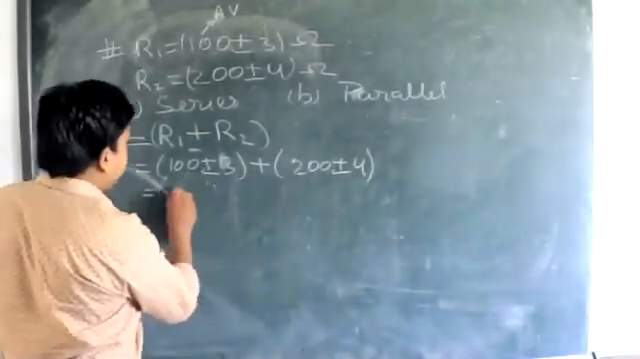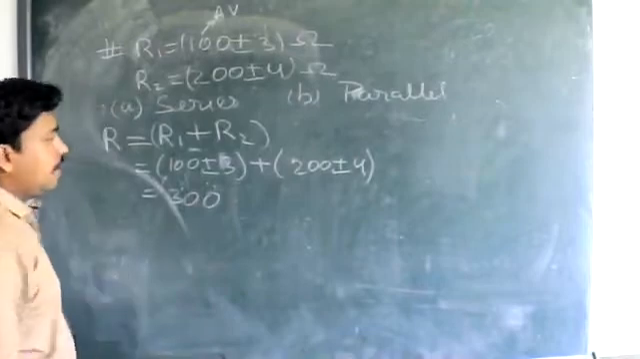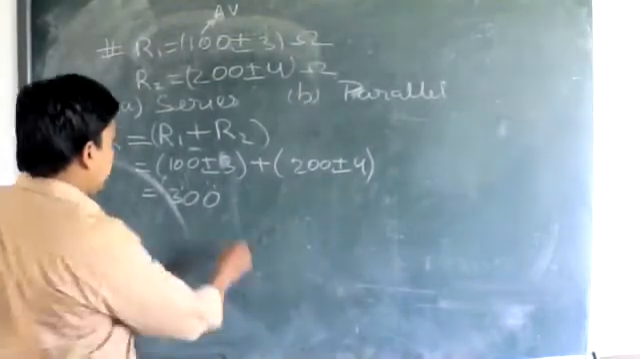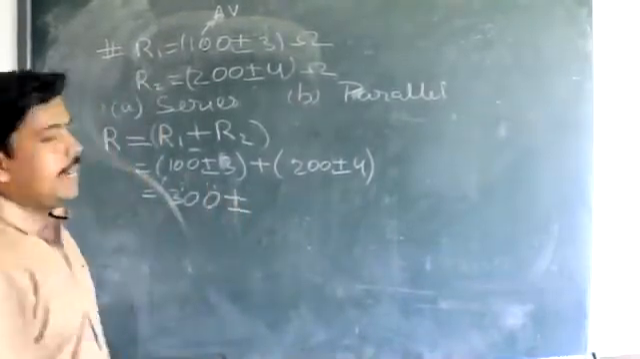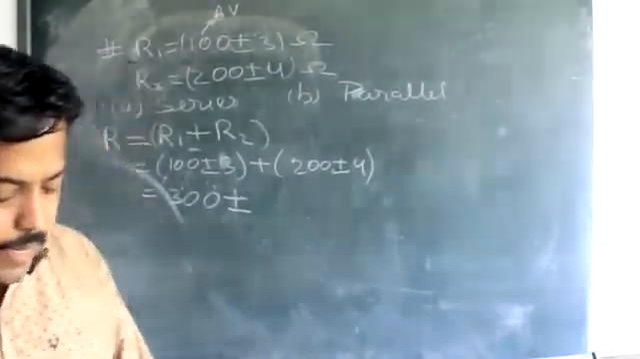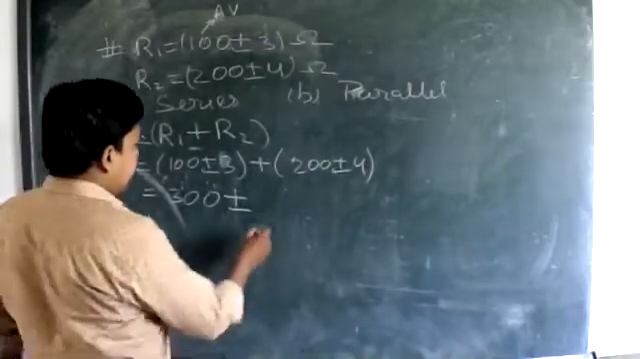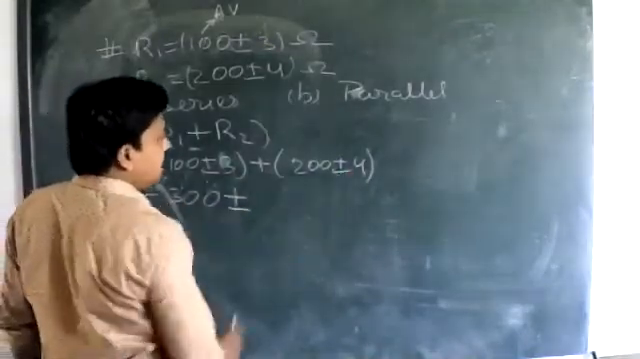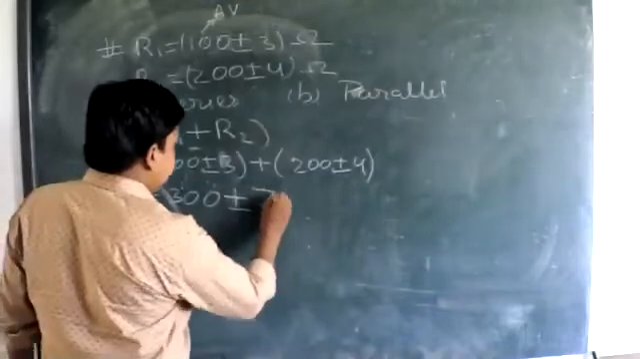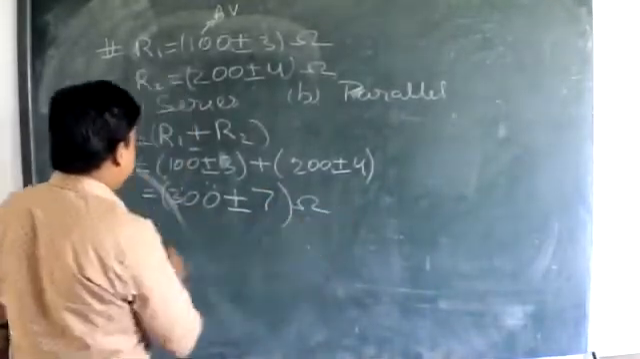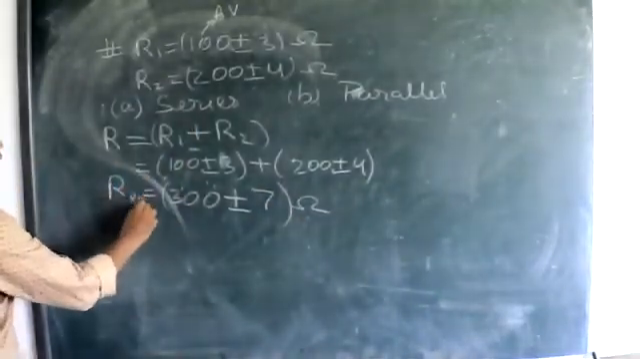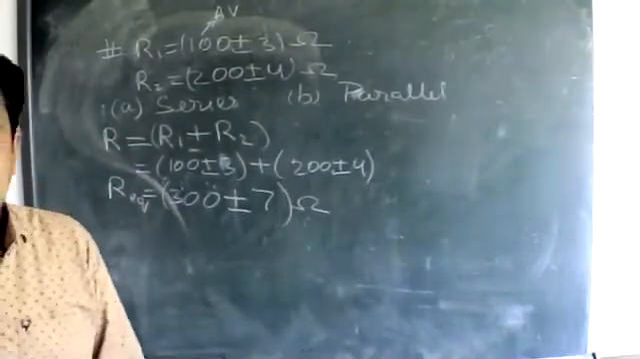So 100 plus 200 will be how much? 300. Okay, and now errors are always added. If we are talking about the maximum error, in that case the errors will be added. Okay, so this and this error will be added, that is 7. Okay, and this comes out to be the resultant, R equivalent in series combination.